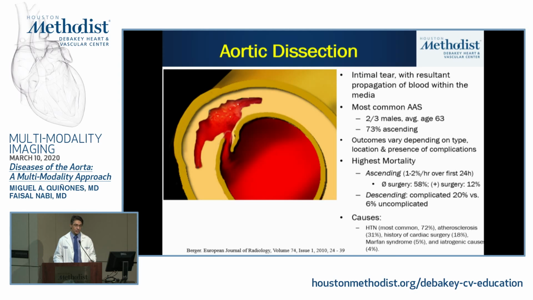Dissection is an actual tear in the intima where blood seeps into the intima. This is a very high mortality rate. If you have an ascending aortic dissection, there's a mortality of 1 to 2% per hour, so it needs to be diagnosed quickly. Hypertension is the most common cause.